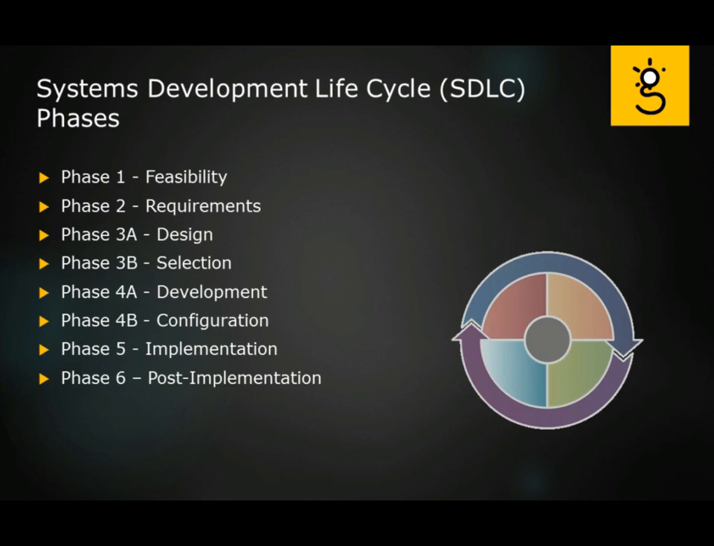Now I'm just going to give you the phases that you have in SDLC. Phase 1 is feasibility. Phase 2, as I said, would be the requirements. Phase 3 actually has two parts, the design and selection. Phase 4 has two parts, the development and configuration. Phase 5 is the implementation, and then Phase 6, the post-implementation.